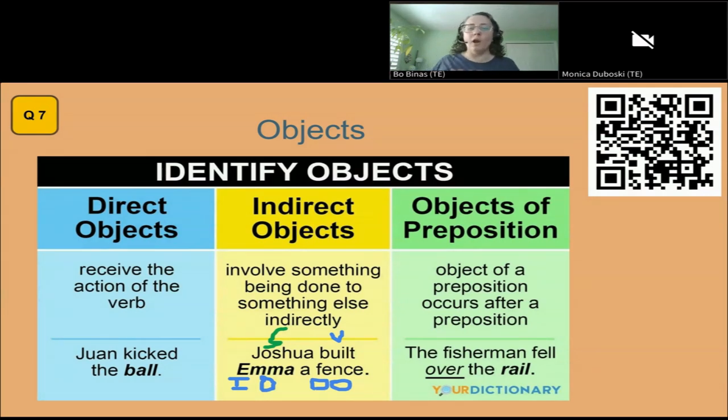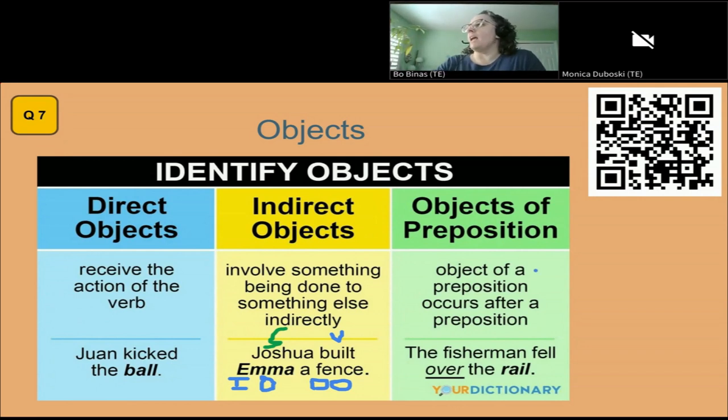So if you ever need to know which is which, just ask yourself what is receiving the action. In this case, the fence is receiving the action of being built, and Emma is getting that action indirectly because she's not receiving the building, she's receiving the fence that was built. Okay, hopefully that makes sense.